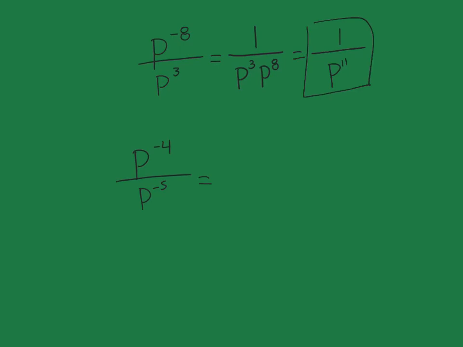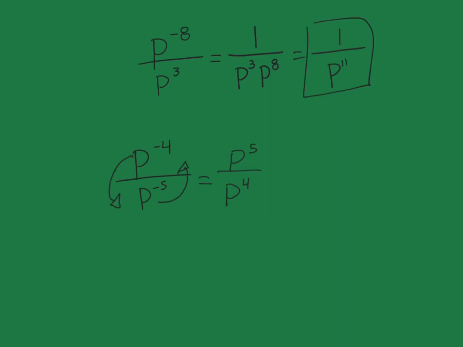Next one, p to the power of -4 divided by p to the power of -5. In order to make these exponents positive, I need to bring this p to the power of -4 down to the bottom. The p to the power of -5, I bring it to the other side as well, up to the top. So I would have p to the power of +5 divided by p to the power of +4. We just switched the sides and the exponents became positive.